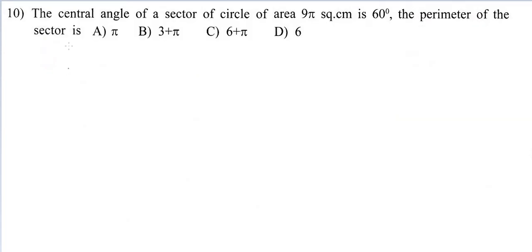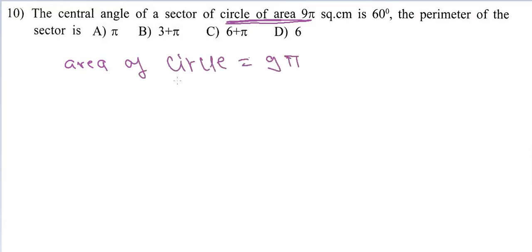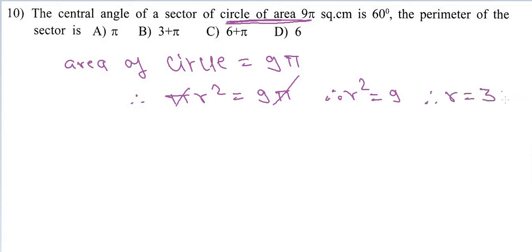MCQ number 10. The central angle of a sector of a circle of area. So this is the area of a circle. Let us write it. Area of circle is equal to 9 pi. Now we know the formula for area of a circle. So pi r square is equal to 9 pi. Pi gets cancelled. Therefore we get r square equal to 9. Take a square root on both the sides and we get r equal to 3 centimeter. So this is the radius of the circle.